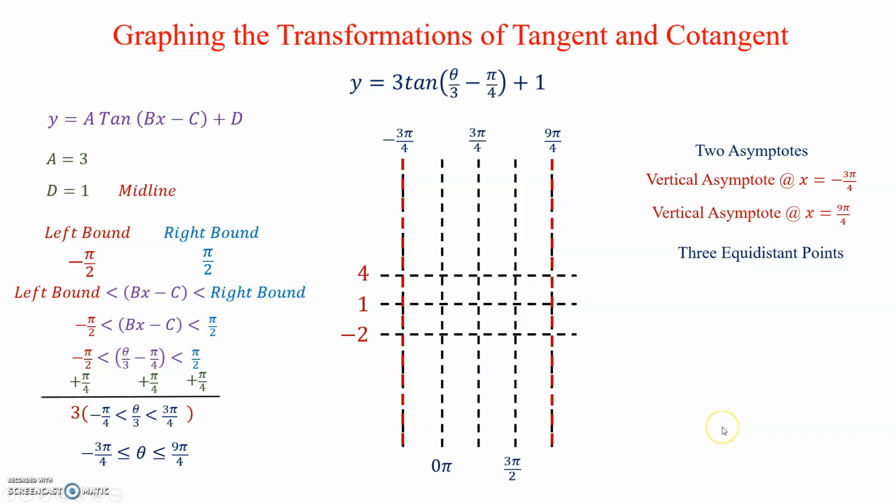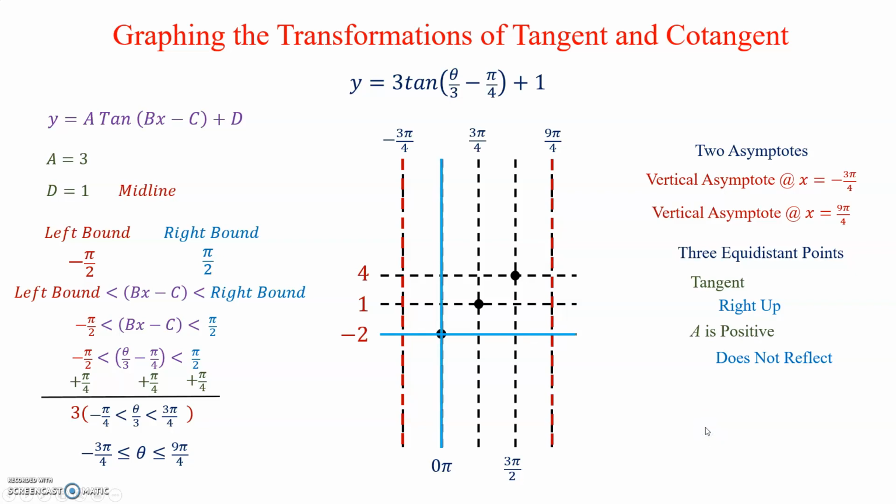And now for our three equidistant points. Because we're working with tangent, tangent is right side up, and the fact that A is positive means we do not reflect. So it will continue to be right side up. So I can plot those 3 points, showing that it is right side up. So all I need to do now is just identify those coordinates.